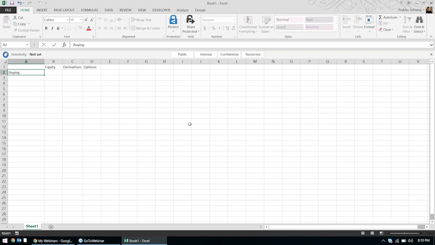Buying. Okay. Yes. We can both buy and sell here. Both the things we can buy, both the things we can sell. There's no difference between these all things. Next difference: size. No size.